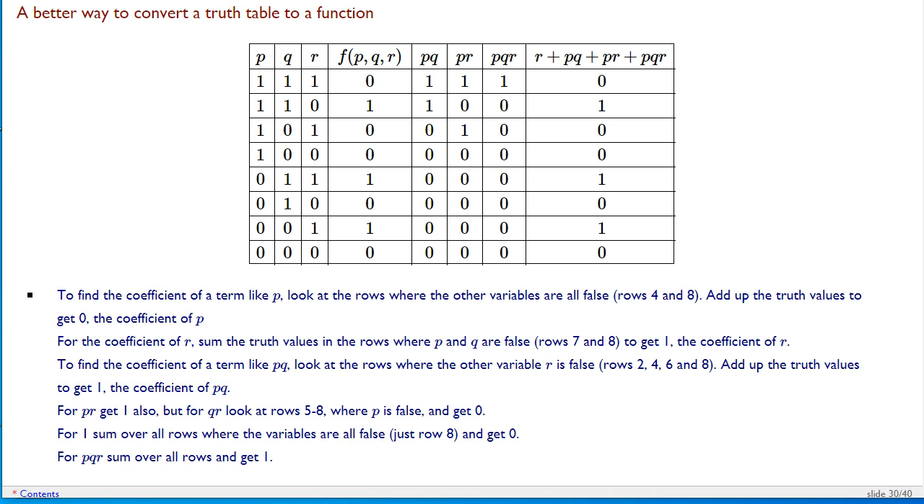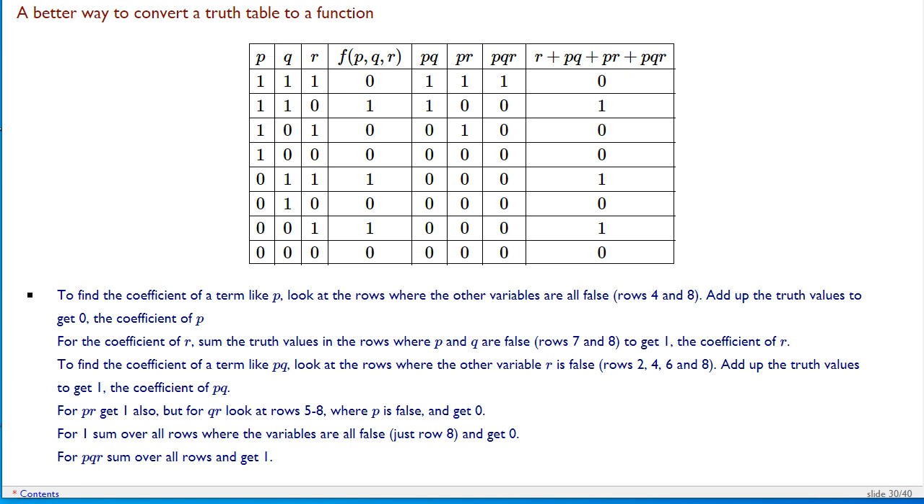If, on the other hand, you look at QR, you need to investigate all the rows where P is equal to 0, and the sum of the truth values for those is 0. Finally, for the coefficient of 1, you need to sum over all rows where the variables are all false. That's just the last row, so you get 0. And for the coefficient of PQR, you sum over all the truth values. There's an odd number of them, so you get 1. That reconstructs my R plus PQ plus PR plus PQR.